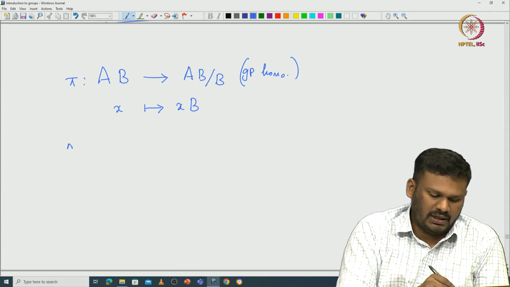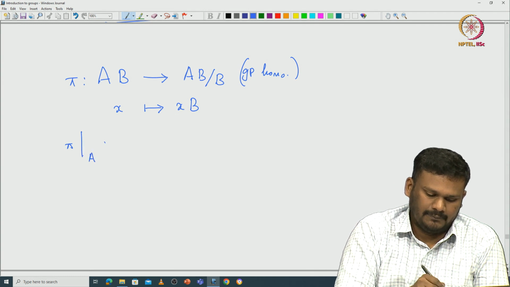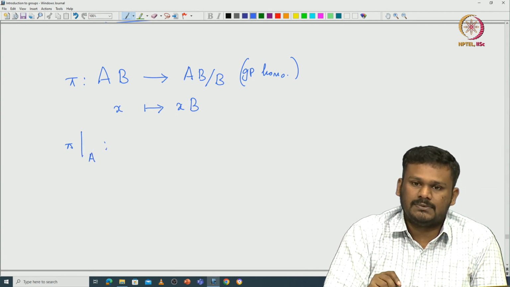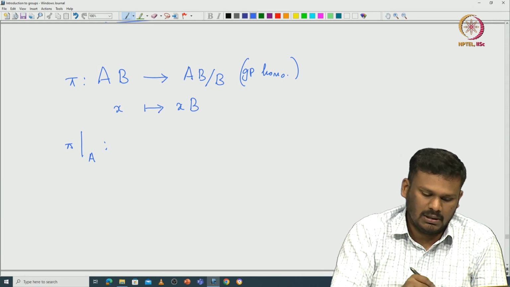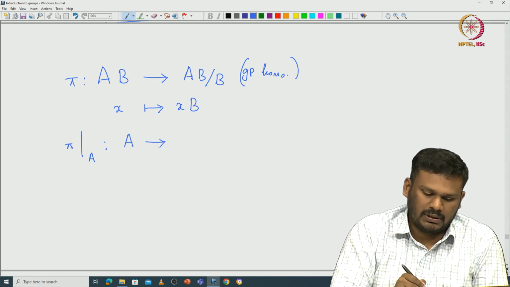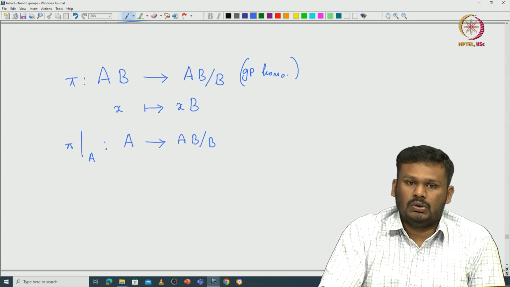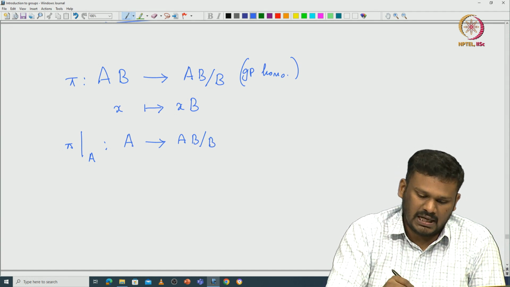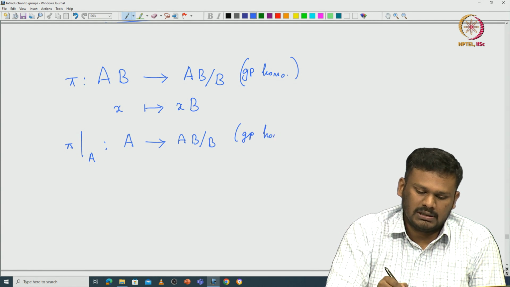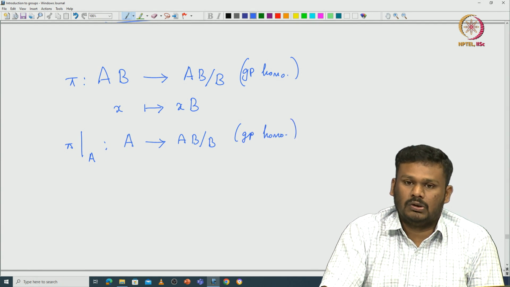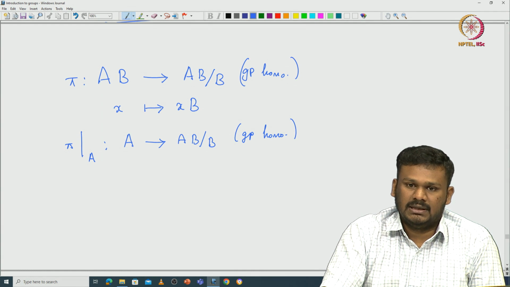Now, what we can do is restrict this map to capital A. Because A is a subgroup of AB, we can restrict this map to capital A. Then we get a map from A to AB modulo B. This is again a group homomorphism because the restriction of a group homomorphism is a group homomorphism. That is something we verified.